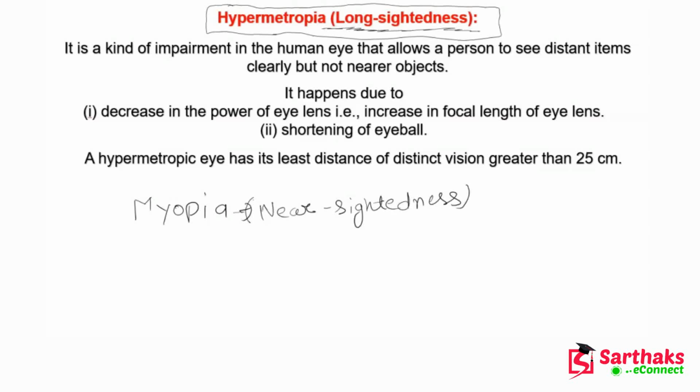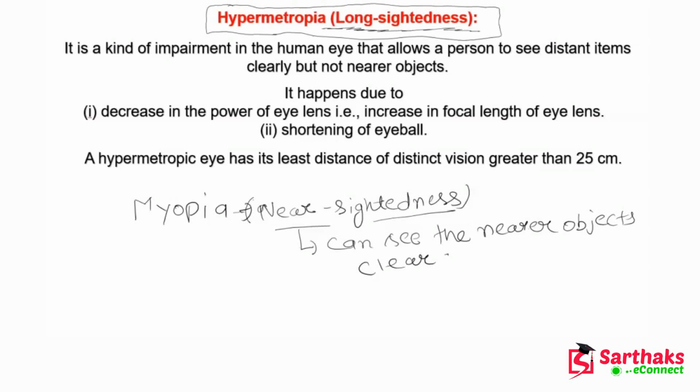So lots of students get confused that nearsightedness means a person can't see the near objects. They just assume it because of this name. But guys, you should be careful at this point that a person having nearsightedness can see the nearer objects clearly, but he cannot see far objects.